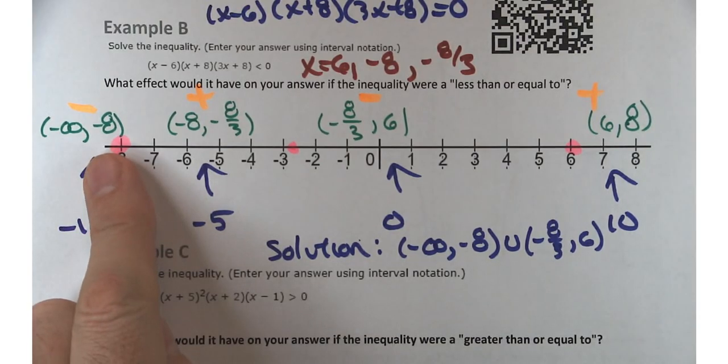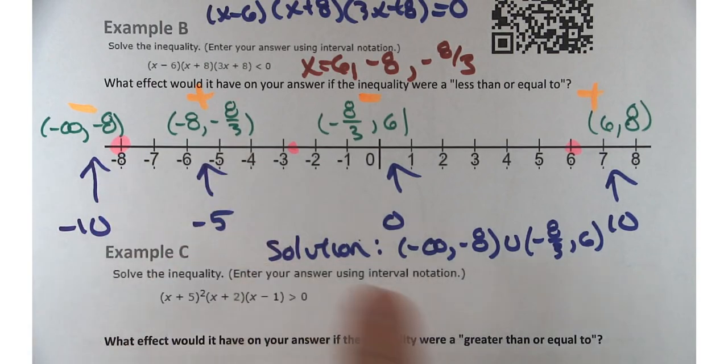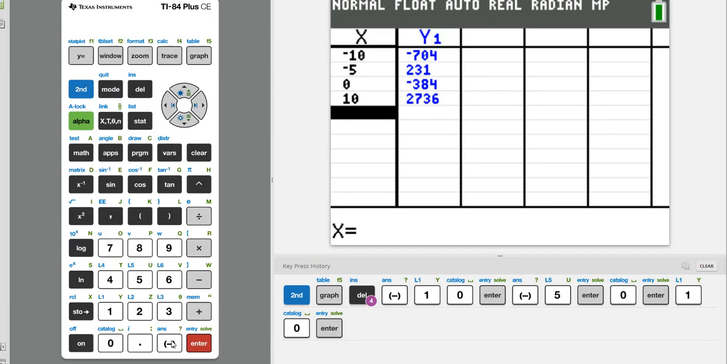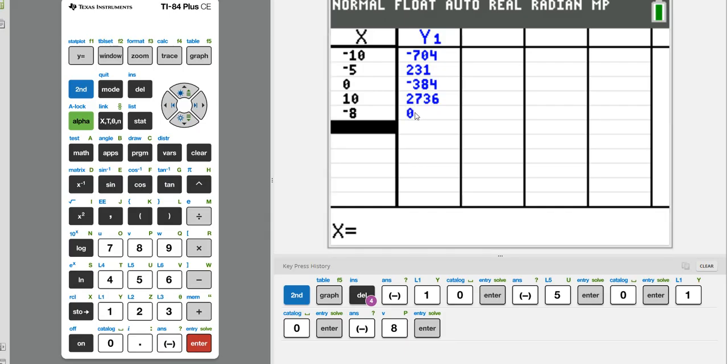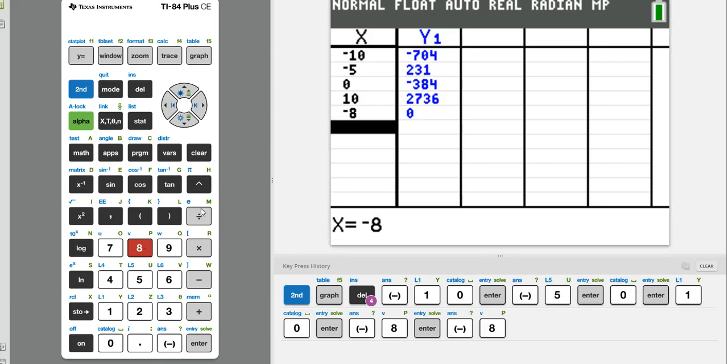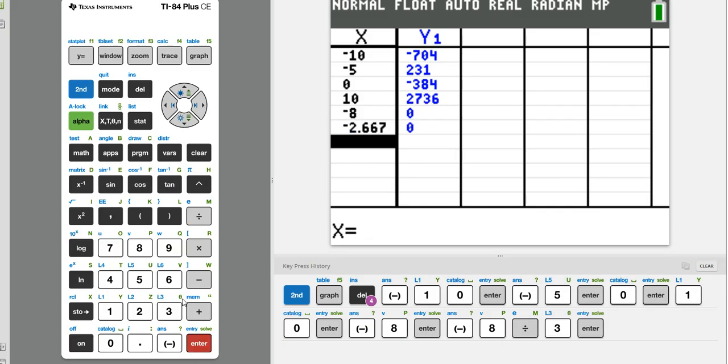I need brackets on anything that wasn't infinity or negative infinity. Let's take a look and see why that's true. If I had a less than or equal to and I put in a negative 8, oh, 0. Well, 0 is less than or equal to 0, so that would work. Likewise, I could also put in negative 8 divided by 3. That should also give me a 0. So anything that gives me a 0, if I'm looking at less than or equal to 0, then I can include those endpoints. So I'll include those.